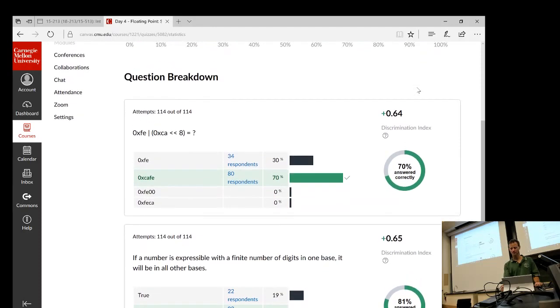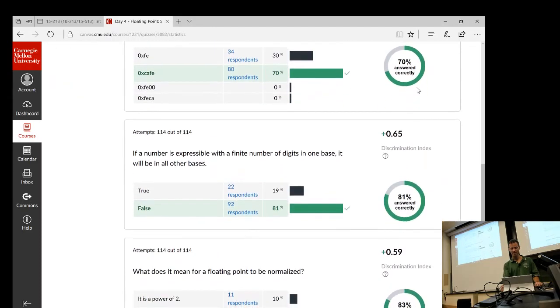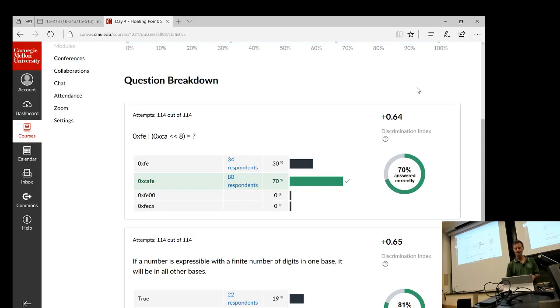All right, it looks like people have done pretty well. The first question was a bit of a review. We're going to try to throw in one review question just to keep you on your toes. Basically, if you're shifting by 8, that means you're moving the CA completely to the left of the F and the E, and so it ends up being cafe. That's the correct answer.